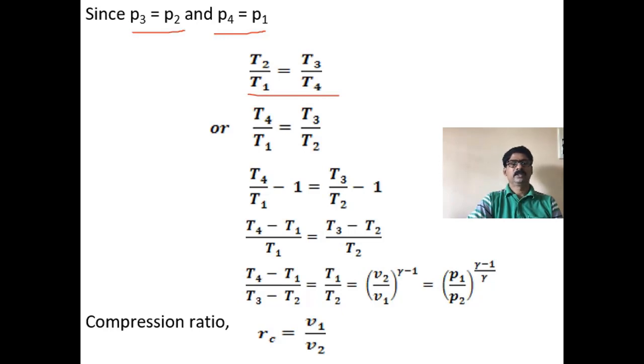So from the previous two lines you can write T2 by T1 is equal to T3 by T4. That means, rewriting that, T4 by T1 is equal to T3 by T2. Subtracting 1 from both sides, T4 by T1 minus 1 is equal to T3 by T2 minus 1, or T4 minus T1 by T1 is equal to T3 minus T2 by T2. So rewriting again, T4 minus T1 divided by T3 minus T2 can be written as T1 by T2.